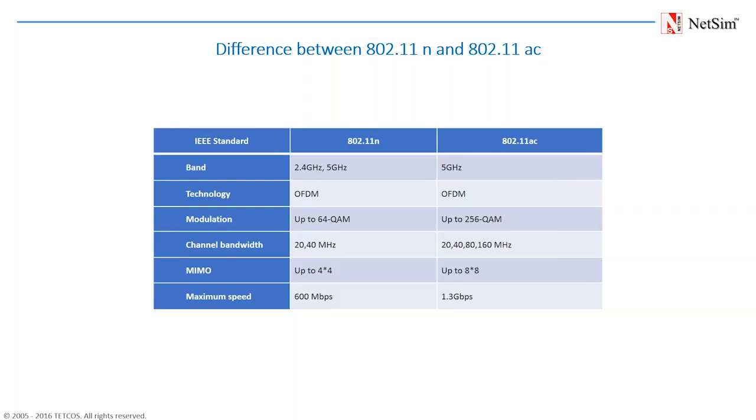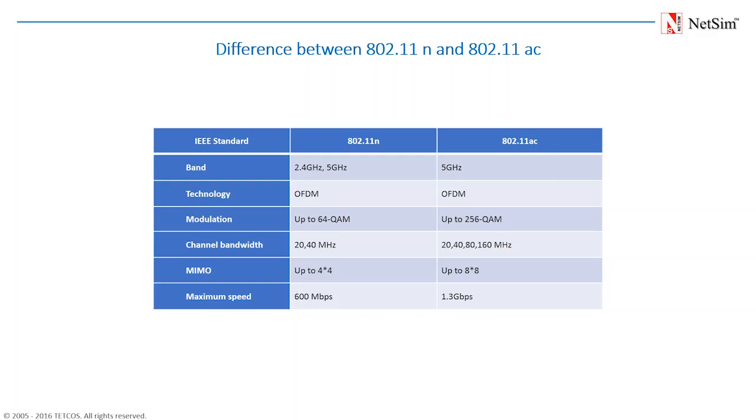Now let us compare 802.11n and 802.11 AC. The first big gain we get is that 802.11 AC will support up to 256 QAM, which we have explained, while 802.11n had 20 and 40 megahertz. 802.11 AC supports up to 160 megahertz.